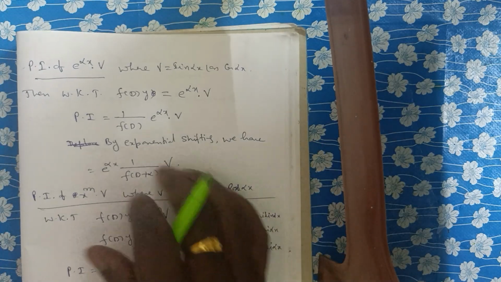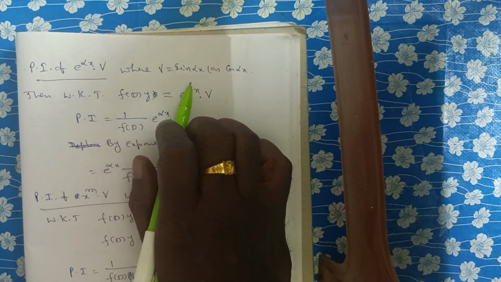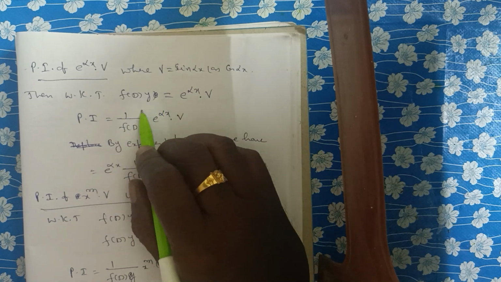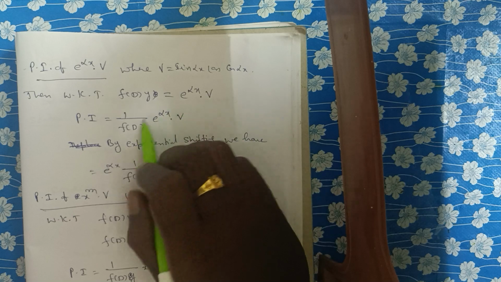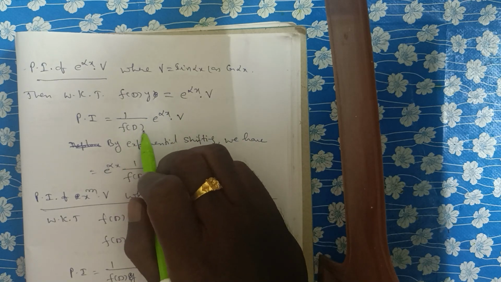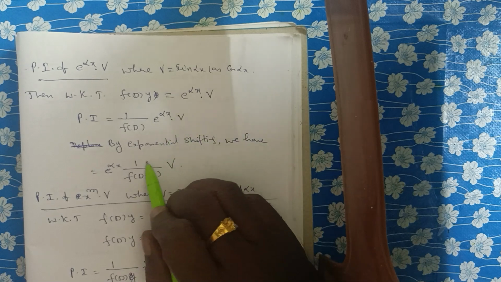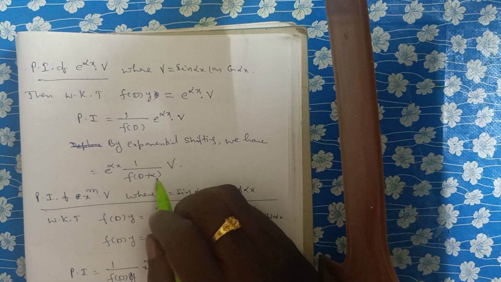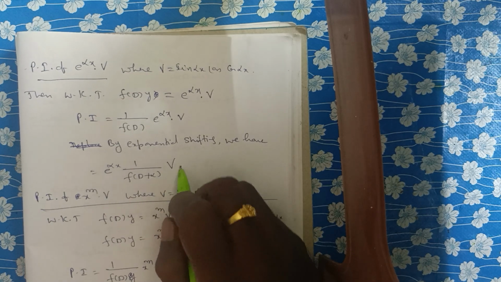We are discussing the particular integral of e^(alpha x) into v, where v is equal to sin alpha x or cos alpha x. Then we know that f(D) y is equal to e^(alpha x) into v. Then the particular integral is 1 by f(D) into e^(alpha x) into v. By exponential shifting, we have e^(alpha x) into 1 by f(D + alpha) into v.